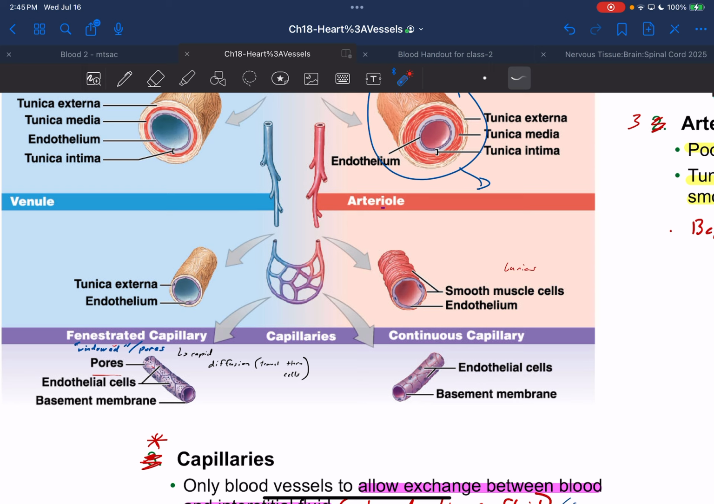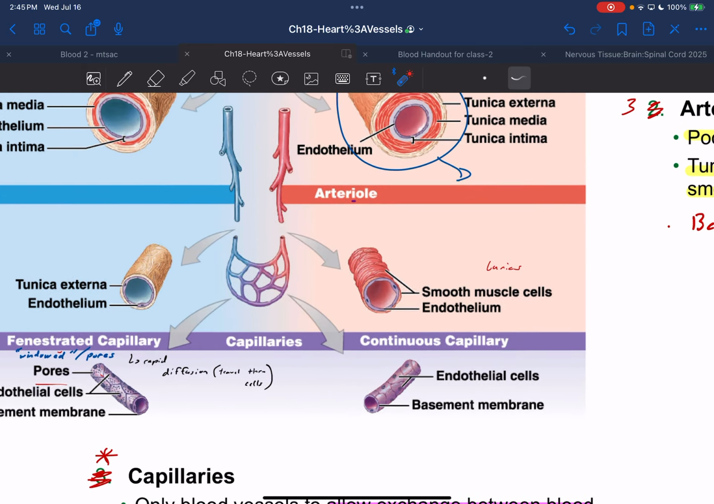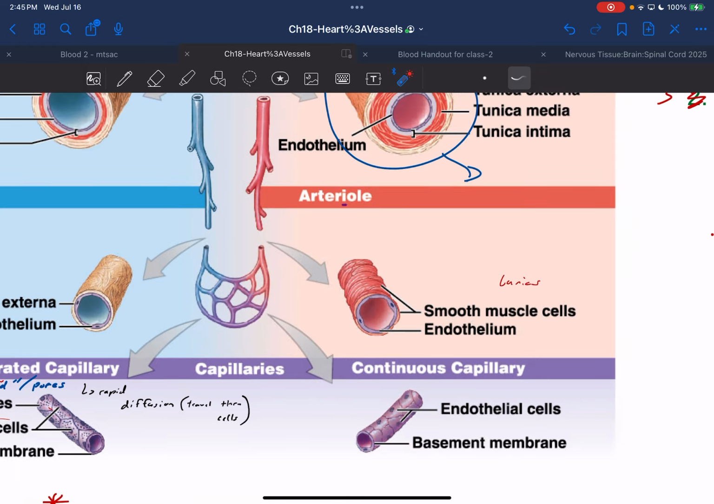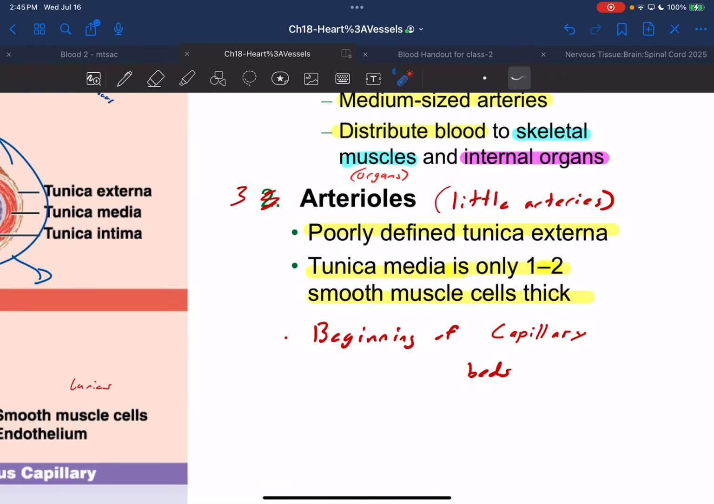And so as things are circulating, the smallest blood vessel is called arteriole, and this is now where it's going to drop off oxygen, and those blood cells make their way back to the heart. All right, so that is the difference there. So arteriole is going to be the small little blood vessel leading into the capillary. And it's the beginning of the capillary.